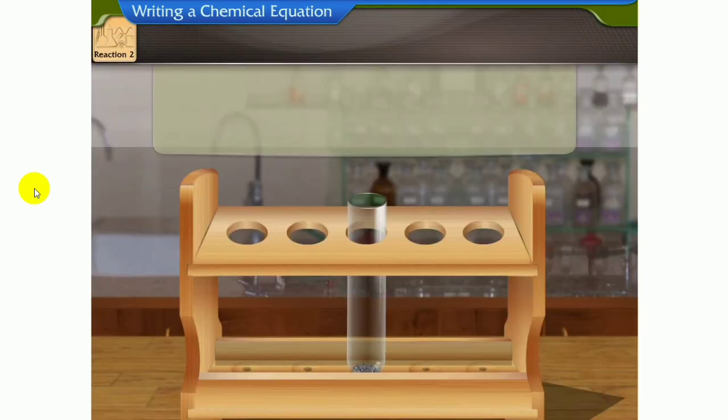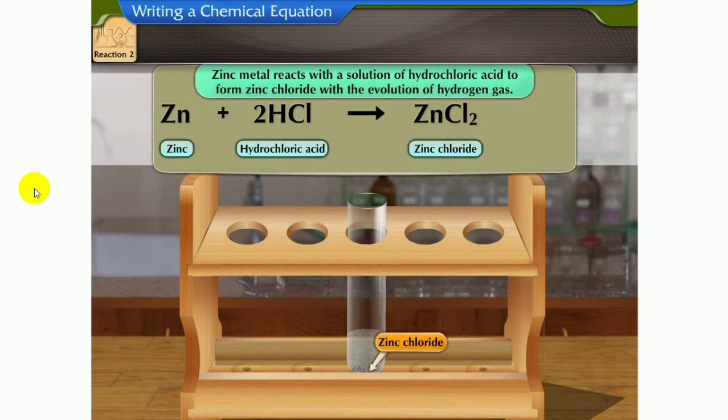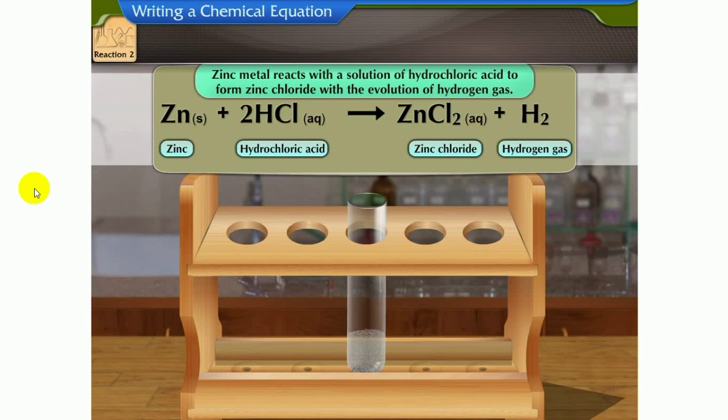Reaction 2. Zinc metal reacts with a solution of hydrochloric acid to form zinc chloride with the evolution of hydrogen gas. Zinc is in the solid state, so we mention the letter S near the formula of zinc. Hydrochloric acid and zinc chloride are solutions, so we mention the letters AQ near their formulae. Hydrogen is a gas that is evolved, so we mention the letter G near the formula of hydrogen.